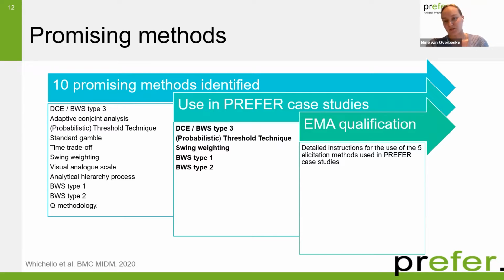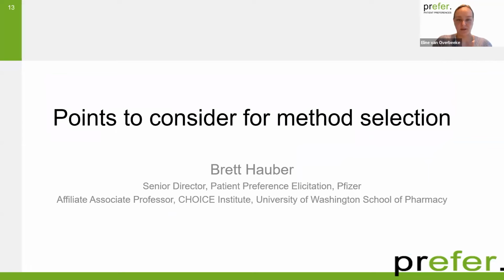And those 5 were then also included in the EMA qualification that Prefer did, in which we also describe more in detail how these methods can be used. And with that, I would like to give the word to Brett to describe more in detail those 5 methods and how selection criteria can be applied to these 5 promising methods.